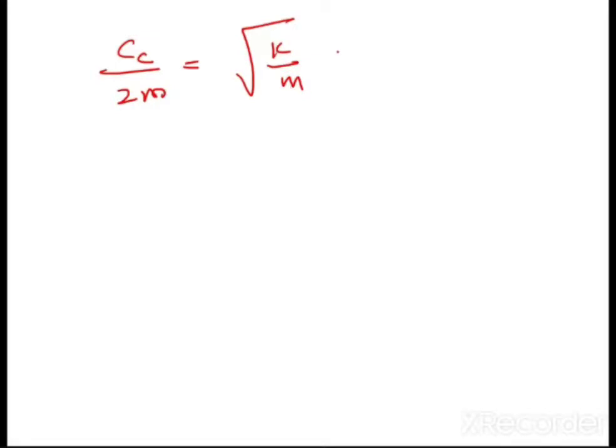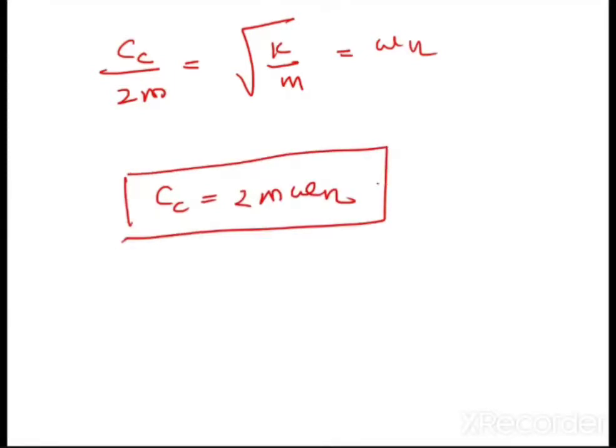Now anybody tell me, what is square root of k upon m? Anybody from your side? Already derived. Omega n. So guys, I am getting Cc is equal to 2m into omega n. So this is one more formula which I have derived for you.